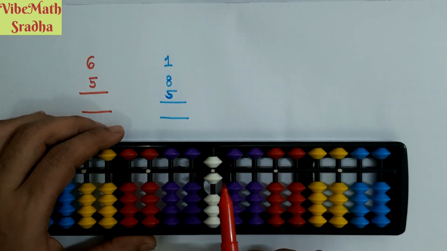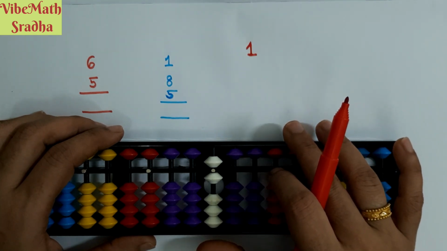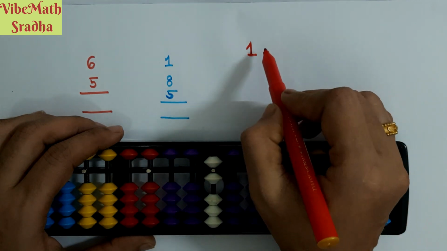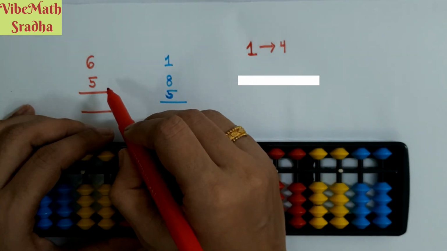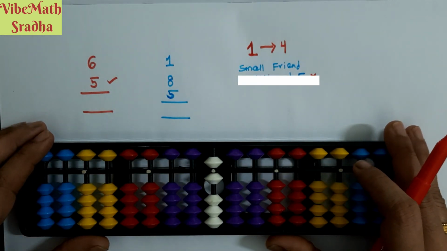And also the small friend addition of 5 is not happening here, because we already know that we can apply the small friend formula from the number 1 to 4. Here we need to add 5. So how can we solve this sum?